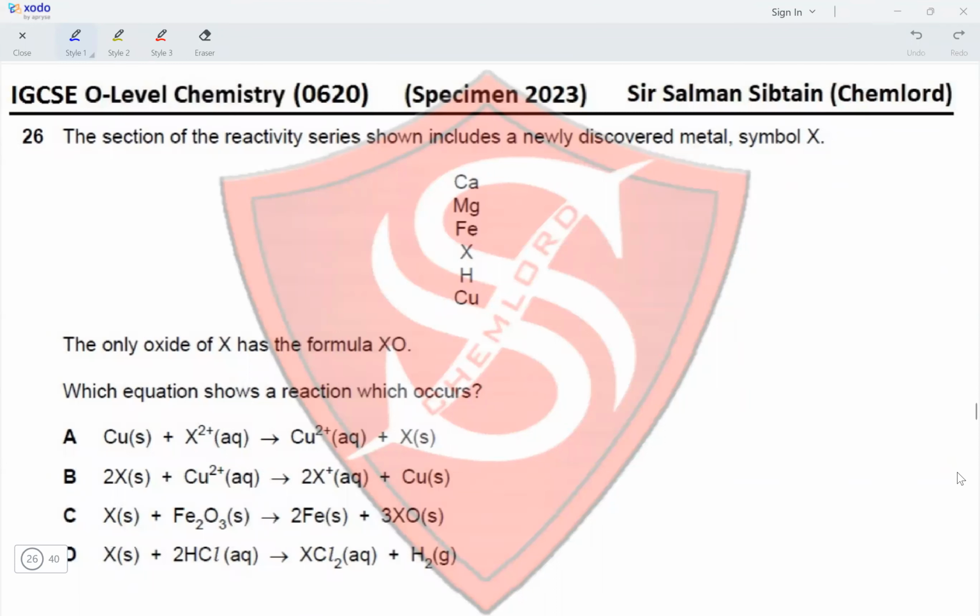Question 26. The section of the reactivity series shown includes a newly discovered metal, symbol X. The only oxide of X has the formula XO, which means X has a charge of 2 positive in its ionic state. Which equation shows a reaction which occurs? So copper would react with X, and copper would form Cu2 positive ions, and it would reduce X2 positive ions to X metal. That means copper is more reactive than X, which is incorrect.